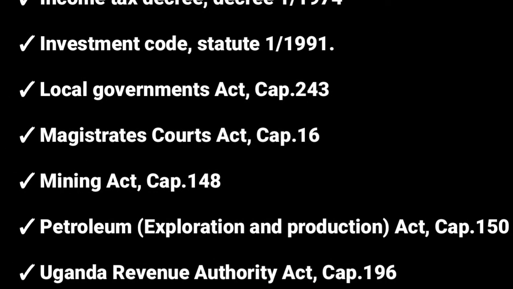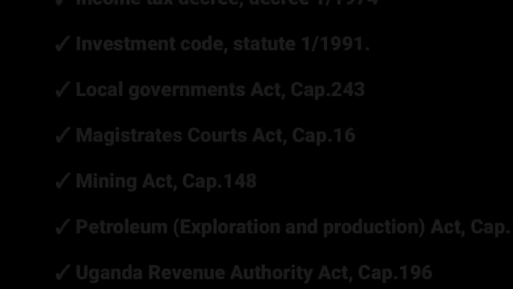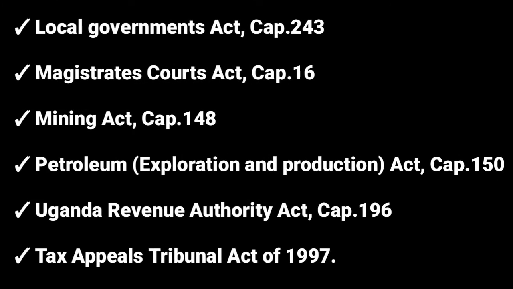We have the Mining Act, Chapter 148. We have the Petroleum Exploration and Production Act, Chapter 150. We have the Uganda Revenue Act, Chapter 196. And then we have the Tax Appeals Tribunal Act of 1997. So those are some of the laws that supplement the main constitution of Uganda in charging income tax or in administering income tax.